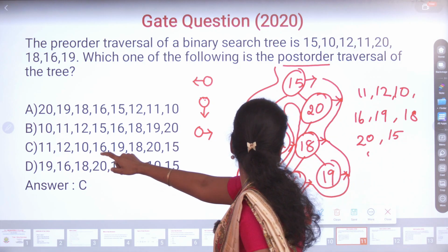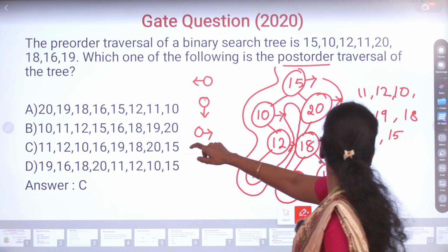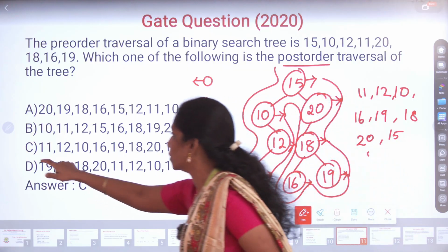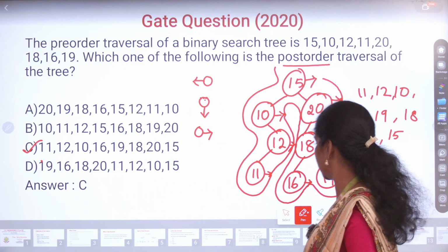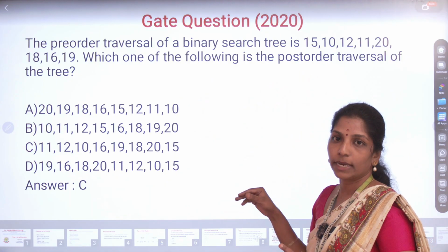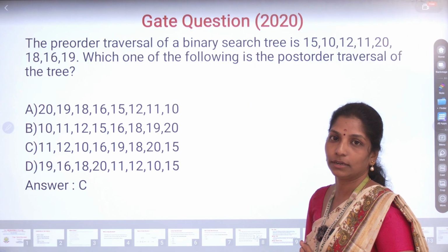11, 12, 10, 16, 19, 18, 20 and 15. So option C is the correct answer. So in this way we can find the traversal easily.